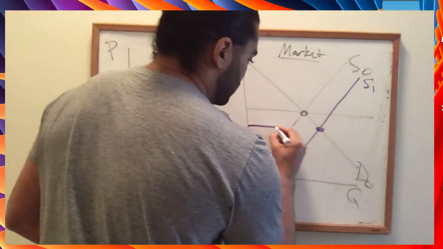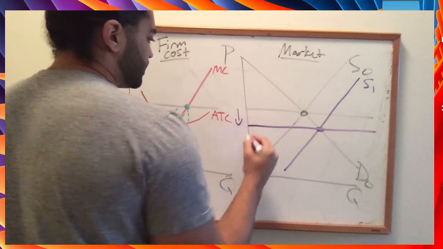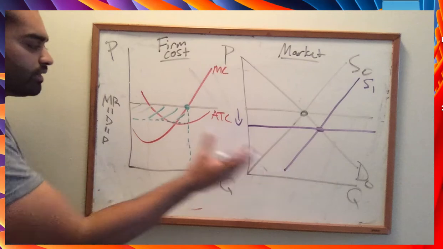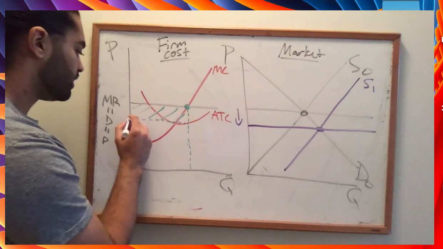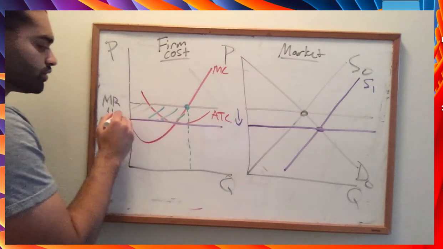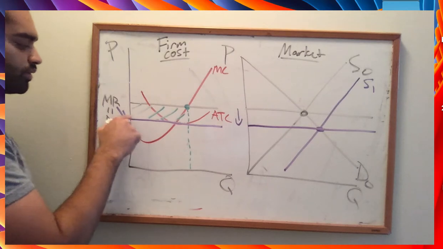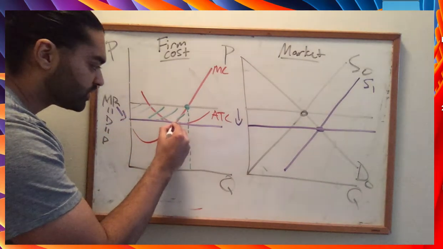So now we see our price decrease. When our price decreases in the market, it's going to decrease here as well. So now our price is here. This is our new marginal revenue equals demand equals price. So now this is the new market price. So the intersection's right here.